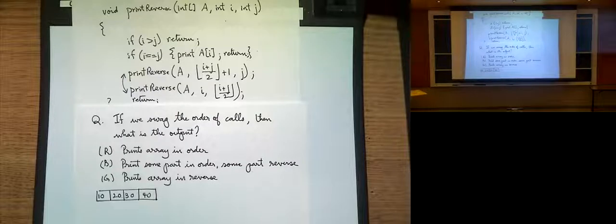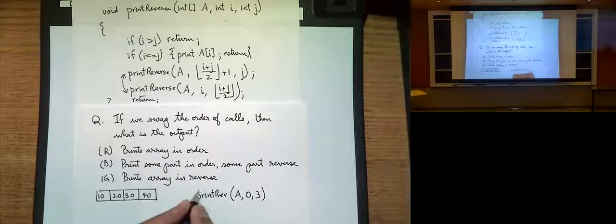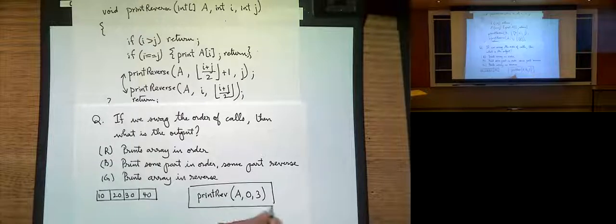So let's draw a picture. Let's just draw sort of the box trace, just draw the calls that are made. So the first call is print reverse A03. That's the first call, right? So in this case, i is equal to 0, j is equal to 3. That's the first call that is made.